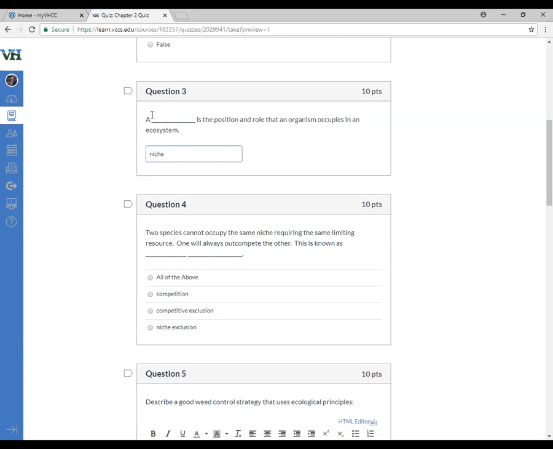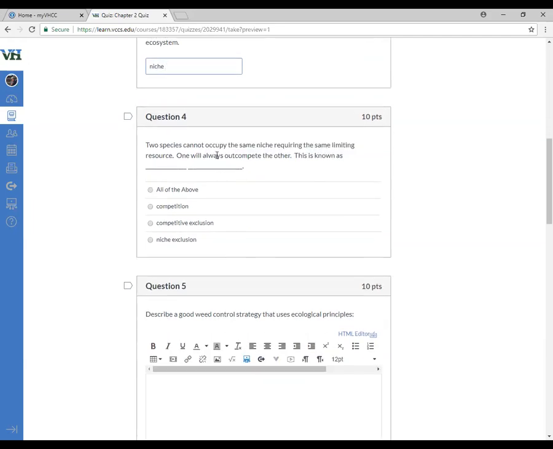These types of questions, where we have fill in the blank, sometimes they might count it wrong automatically if you threw in an extra space or you misspelled something. But if you got close enough, I'll go back in there and correct it. So again, don't take the score that it gives you at the very end of the quiz at face value. Wait until I grade it for you. Question 4, two species cannot occupy the same niche requiring the same limiting resource. One will always outcompete the other, and this is known as competitive exclusion.